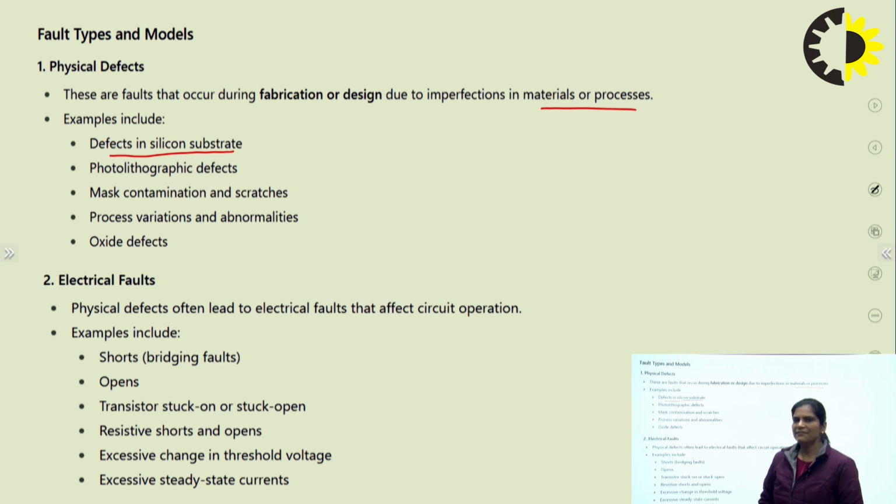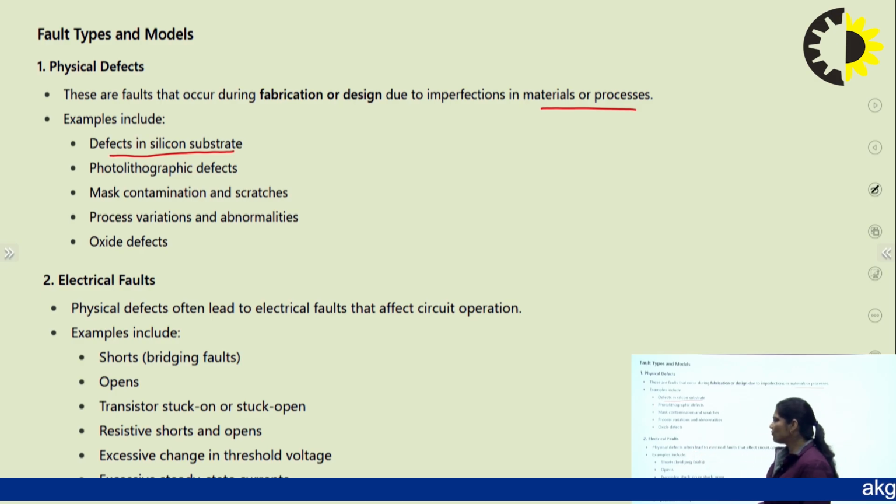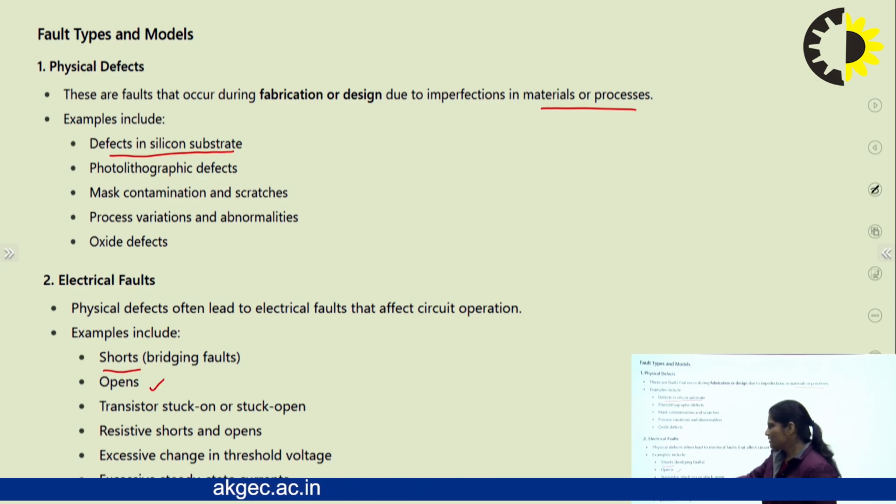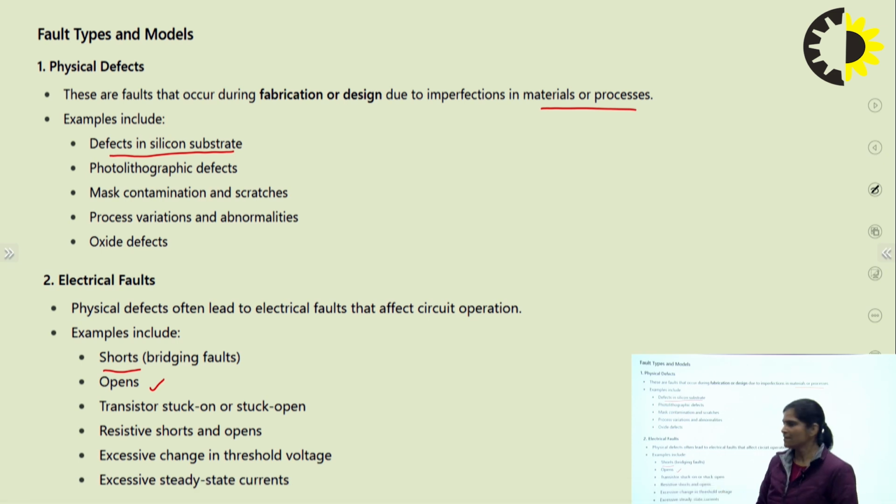Now, in a device there may be physical defects and there may be electrical faults. What are the electrical faults? Physical defects often lead to electrical faults that affect circuit operation or performance. Examples: bridge faults, open faults, transistor stuck-on or stuck-open, resistive shorts and opens, excessive change in threshold voltage, and excessive steady state current. So these are the types of electrical faults in the device.